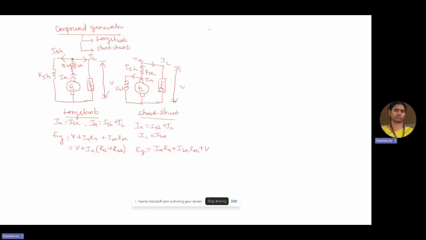Coming to the DC motor, the working principle of the DC motor is that when a current carrying conductor is placed in a magnetic field, it experiences a force. So this is the working principle of the DC motor, and the DC motor converts electrical energy into mechanical energy.